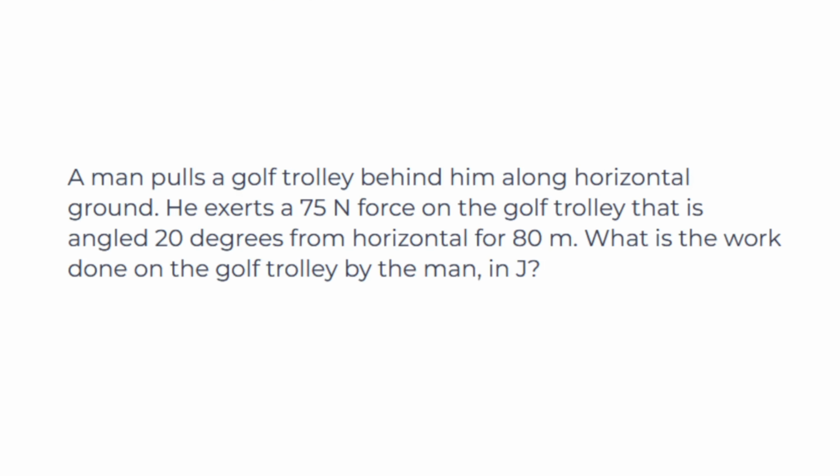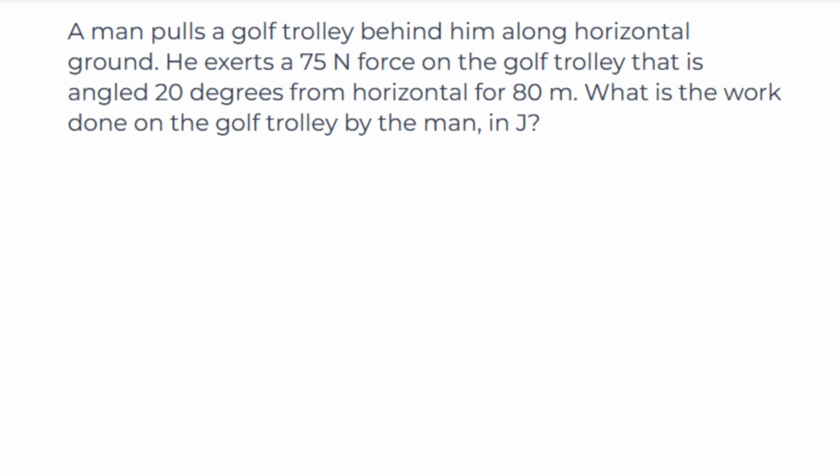Question 7. A man pulls a golf trolley behind him along horizontal ground. He exerts a 75 newton force on the golf trolley that is angled 20 degrees from horizontal, for 80 meters. What is the work done on the golf trolley by the man in joules? Force equals 75 newtons. This is exerted at an angle of 20 degrees from horizontal.